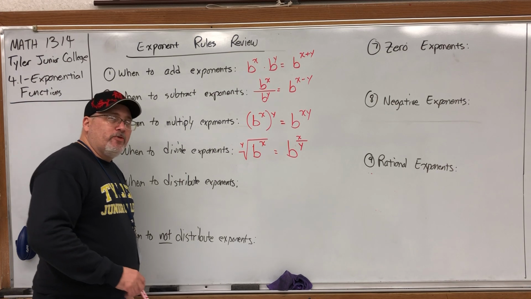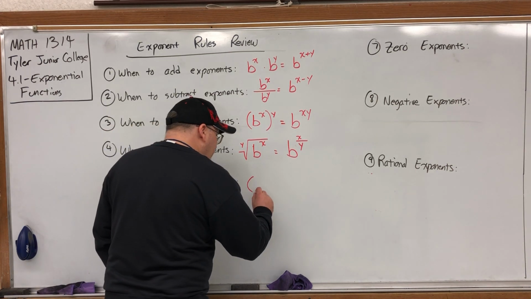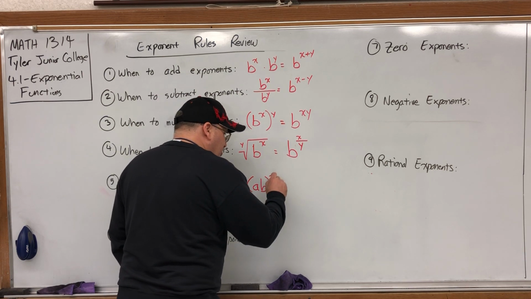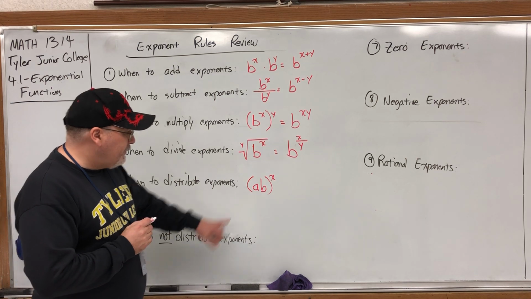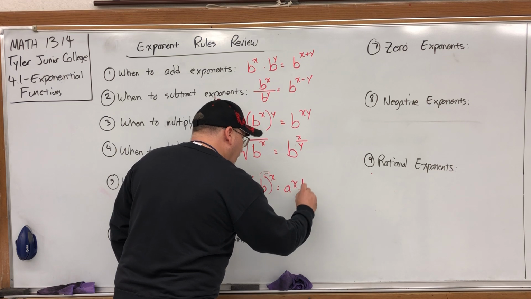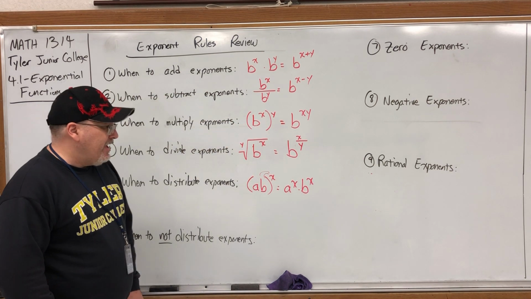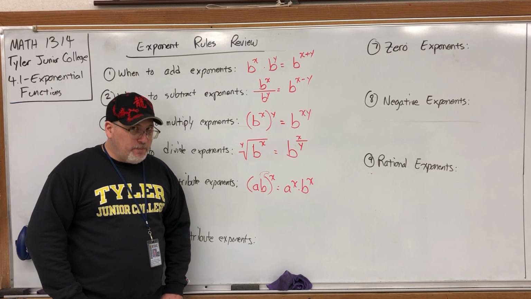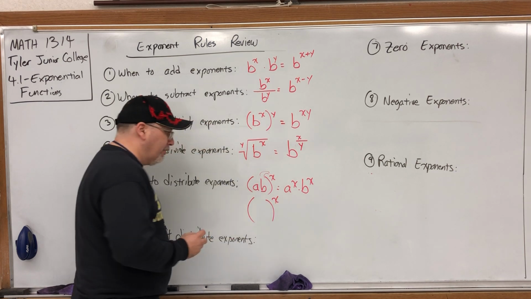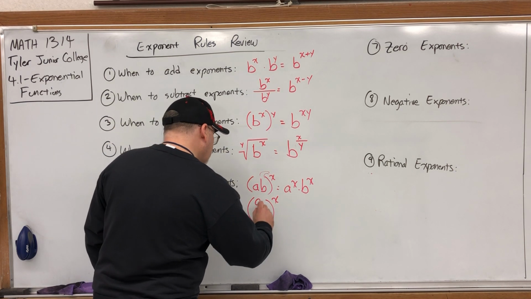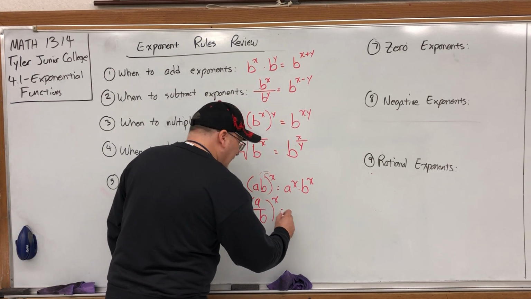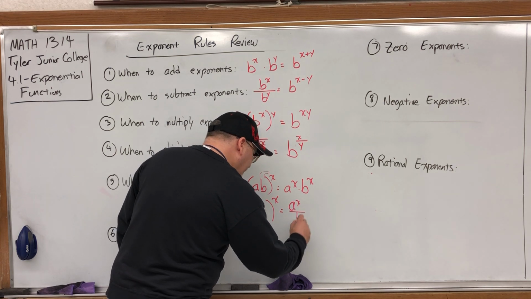There are two times when you can distribute exponents. Number one is when you have two bases multiplied together, so we'll say A times B, and that product is raised to some power, we'll say the x power. If you have a product raised to a power, then you can distribute the exponent to each factor in that product. So AB to the x power equals A to the x power times B to the x power. And you can distribute an exponent across a division problem, or commonly written as a fraction. So if we raise a fraction to a power, then you can distribute that power to both the numerator and the denominator.